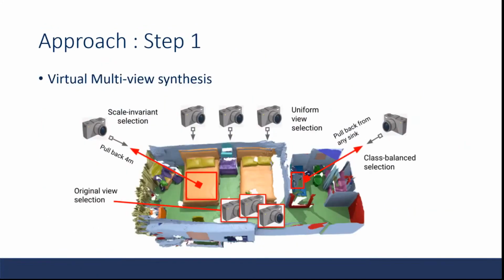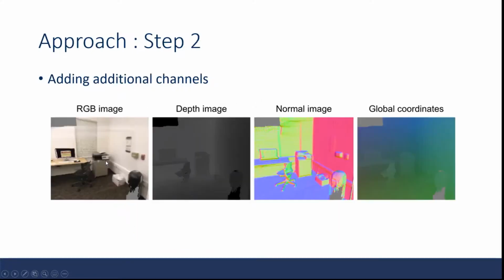The first step in their feature engineering is that they added the virtual multi-view synthesis. The real image views are often limited by physical restraints such as distance and physical barriers such as walls. However, virtual views do not have such restraints and can be pulled back at any distance.